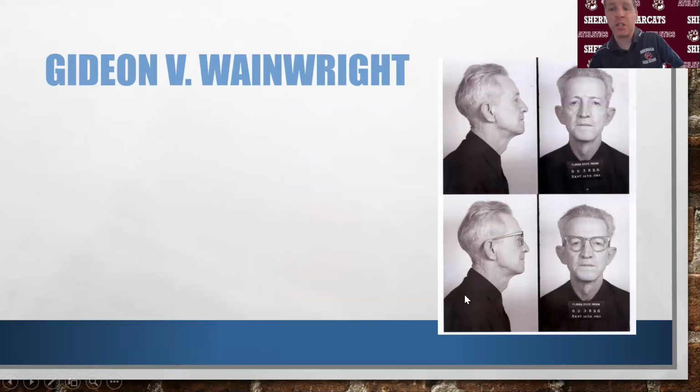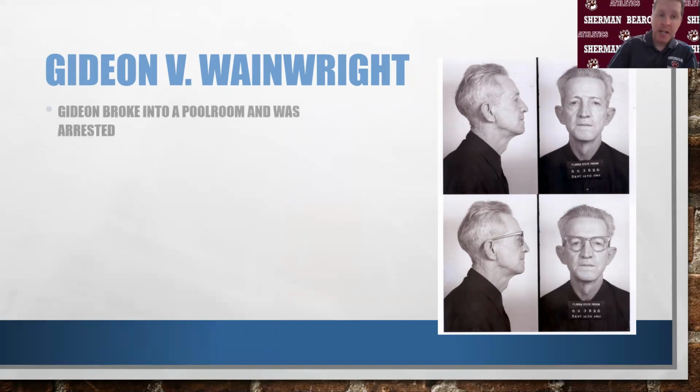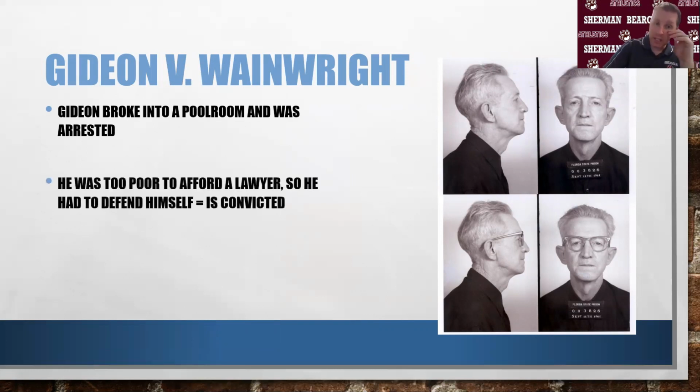On to some of the rights of the accused, and some really interesting stories with people who commit crimes throughout the 1950s and take their issue to the court and win. Gideon versus Wainwright is a big one, because Gideon, this guy shown on the right, doesn't exactly look like your typical criminal. He breaks into a pool room and is arrested. He's brought in, but he doesn't have any money. He's too poor to afford a lawyer. So when it comes time to go to trial, he has to defend himself, and he is convicted.